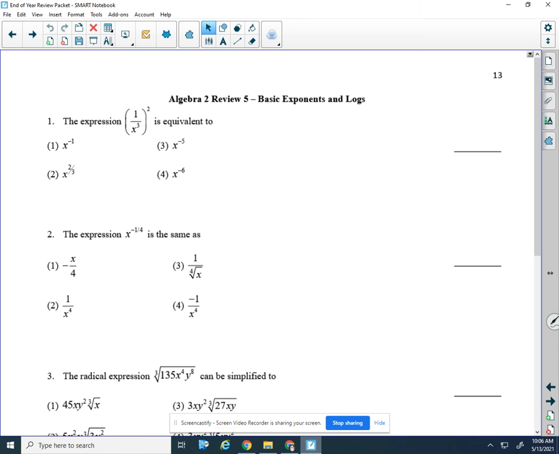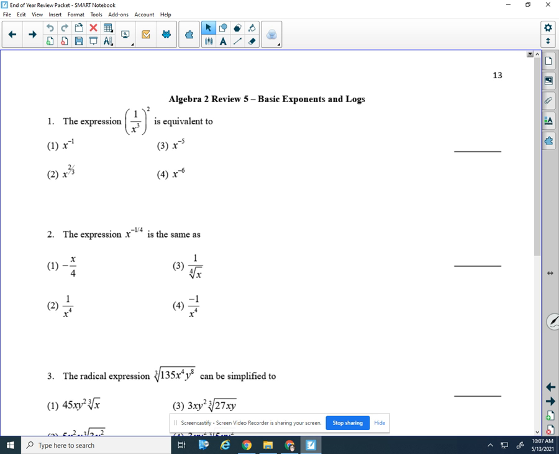This is review number 5, basic exponents and logarithms. There is a lot on this review, a lot of nitty gritty details. So make sure you take it slow and ask if you have any questions.